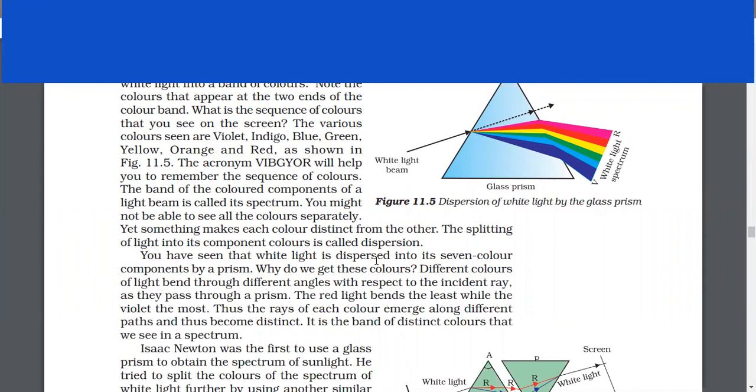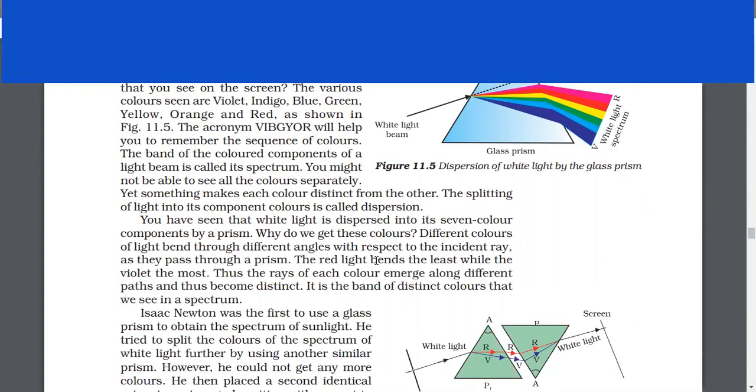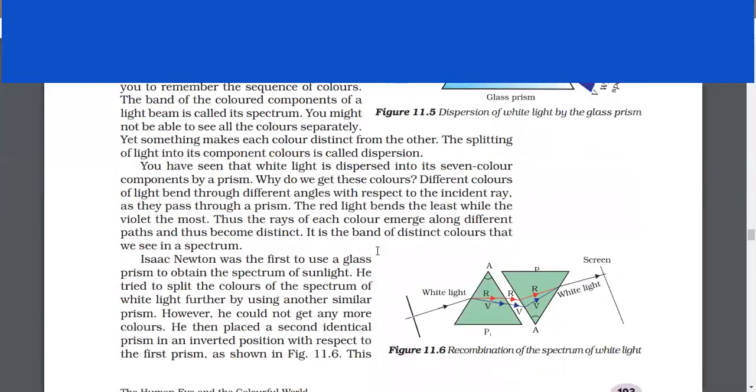You might not be able to see all the colors separately, yet something makes each color distinct from the other. The splitting of light into its component colors is called dispersion. You have seen that white light is dispersed into its 7 color components by a prism. Why do we get these colors? Different colors of light bend through different angles with respect to the incident ray as they pass through a prism. The red light bends the least, while the violet the most. Thus, the rays of each color emerge along different paths and thus become distinct. It is a band of distinct colors that we see in a spectrum.